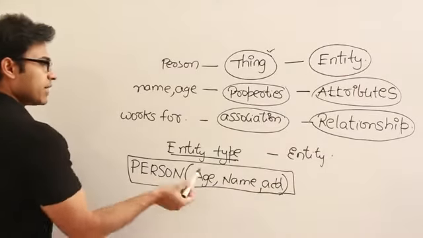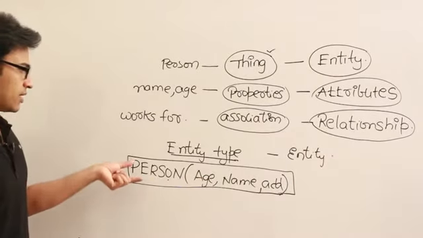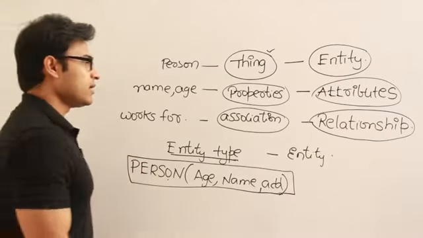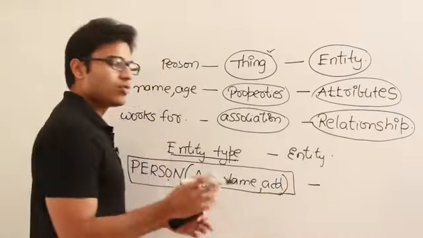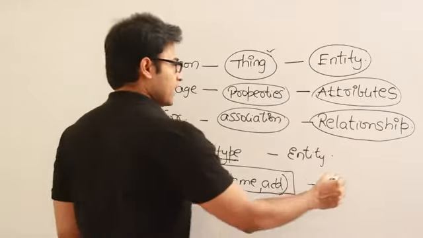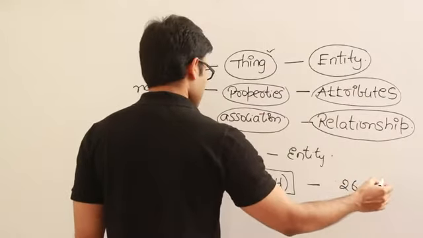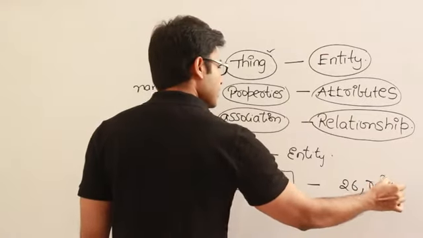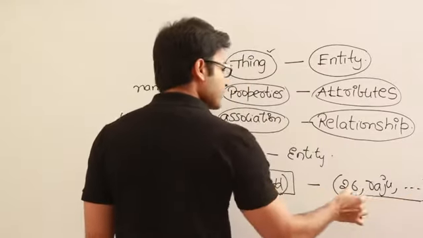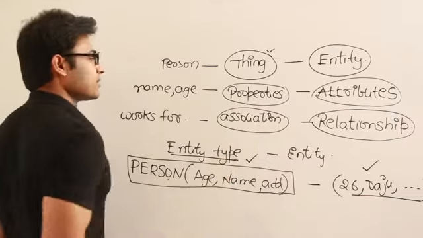Entity type will describe the heading, right? It is also sometimes called the schema. So schema is nothing but the description, the heading, right? And what about the entity? Entity is nothing but a person who is going to be represented in this entity type itself. For example, let us say the age is 26 and the name is some Raju, right? And let us say some address is given. Now this is called an entity. So entity is actually an instance and entity type is the heading, right?